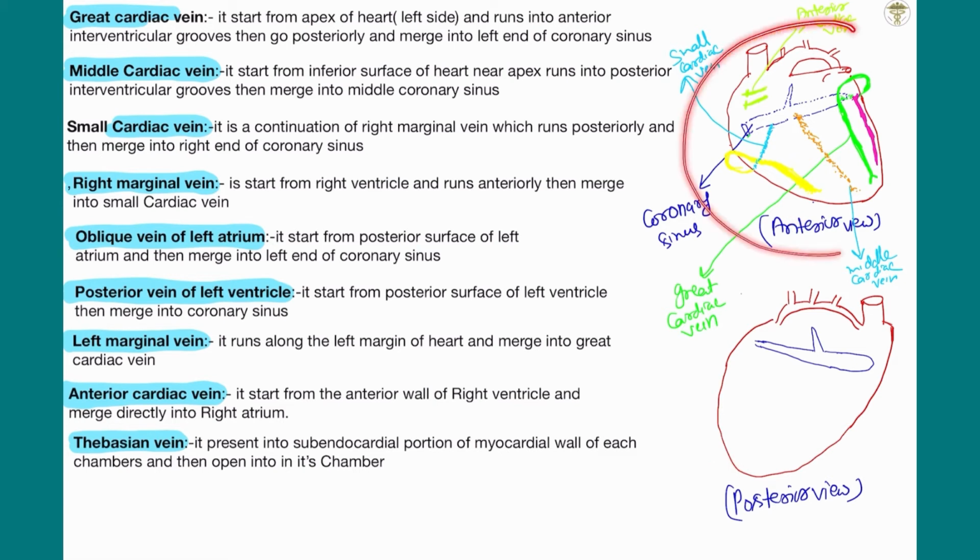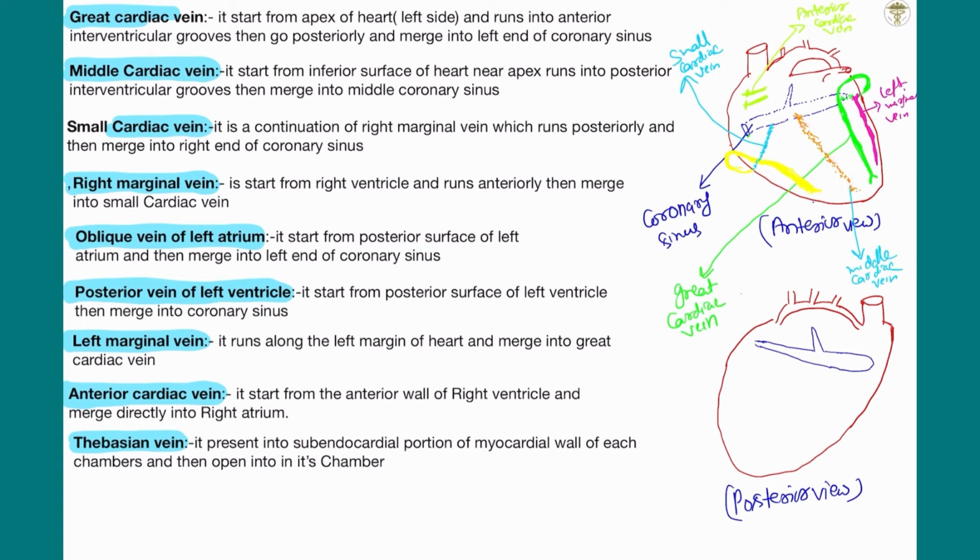You already understand these different types of veins. This is the left marginal vein. I think you all understand this. This is the great cardiac vein, this is the left marginal vein, this is the right marginal vein, this is the small cardiac vein, and this is the middle cardiac vein.